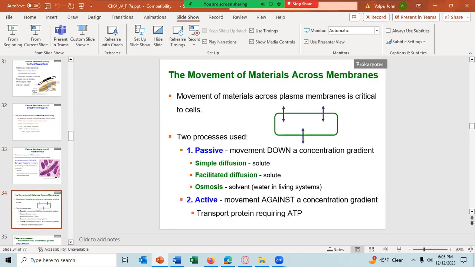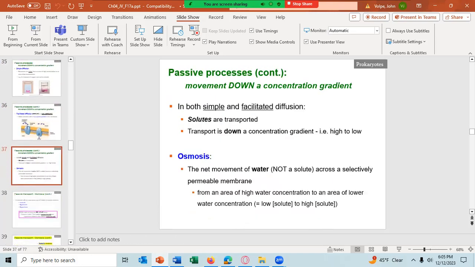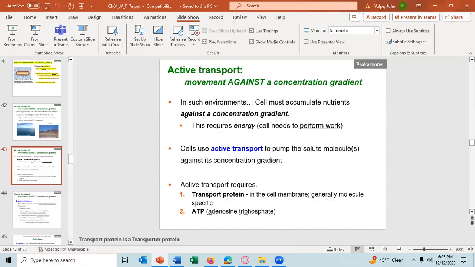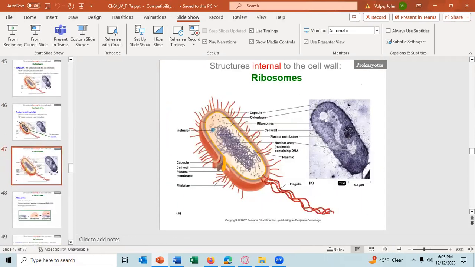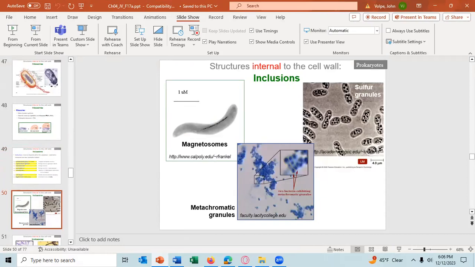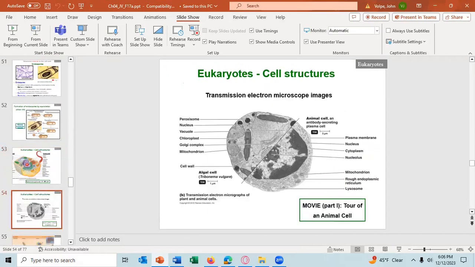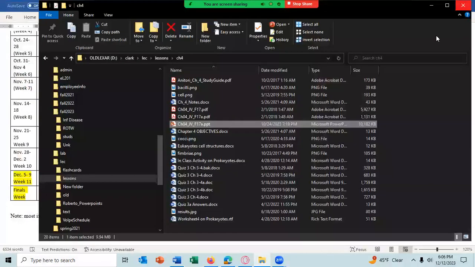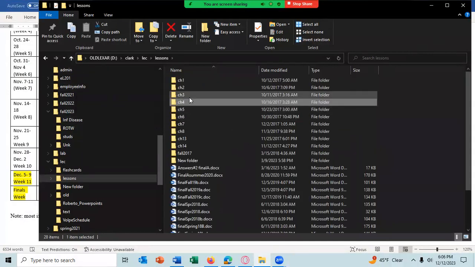You know about selective permeability. All right, that's it. Any question about chapter 4? Let's move on to chapter 3.